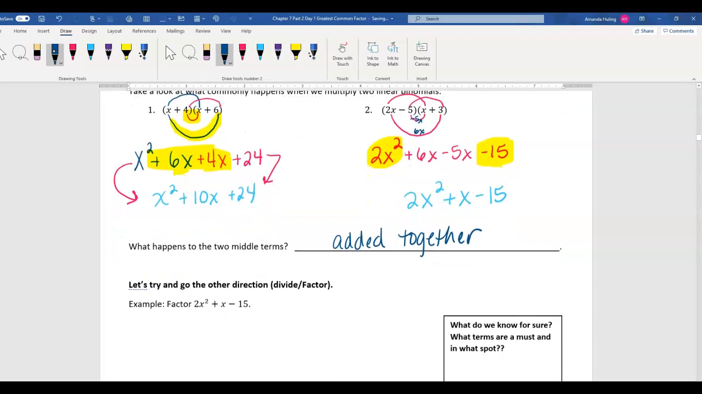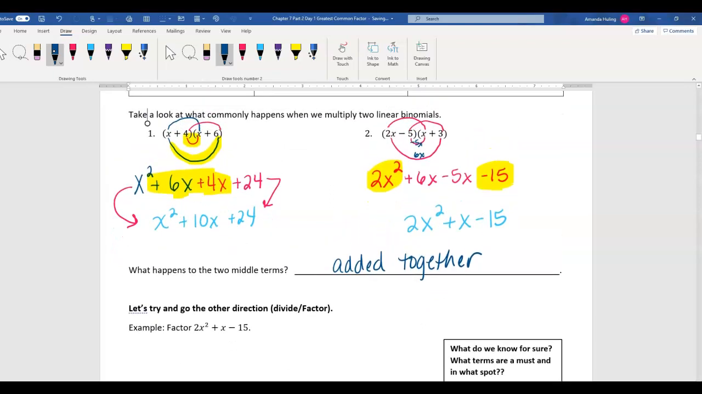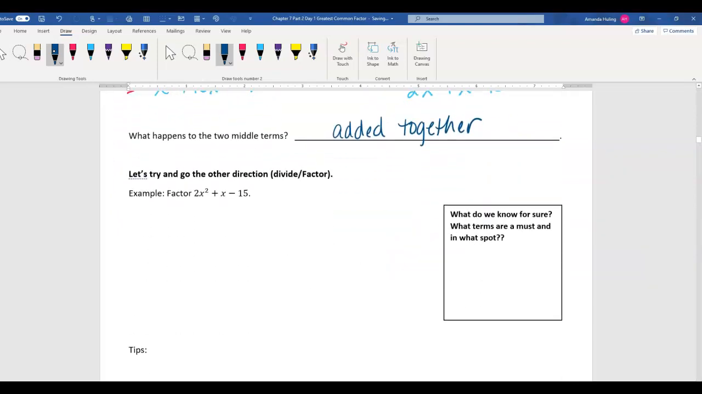So what we need to do is we need to go backwards. So the first thing we need to ask ourselves is, do I have a greatest common factor? So when I look at this trinomial, is there some term, number, or variable that I can divide out of each of those? So number one, look for GCF. And in this case, I don't have a GCF, okay?